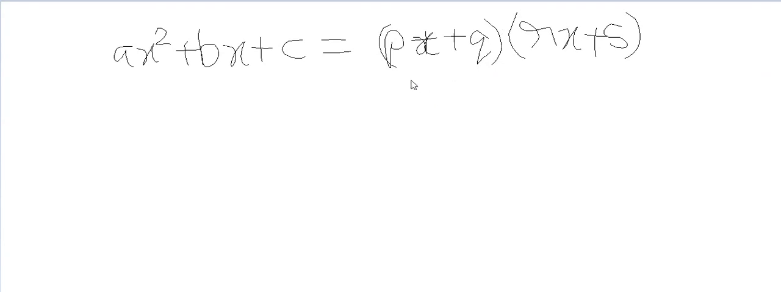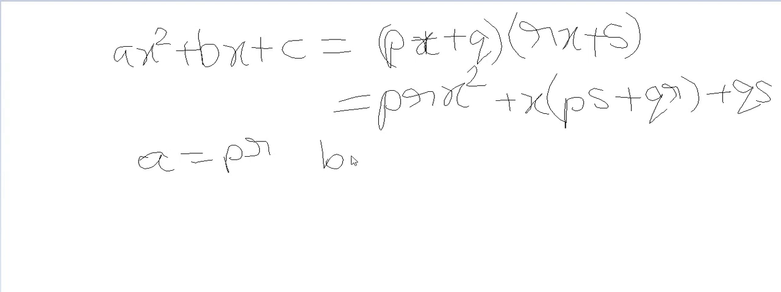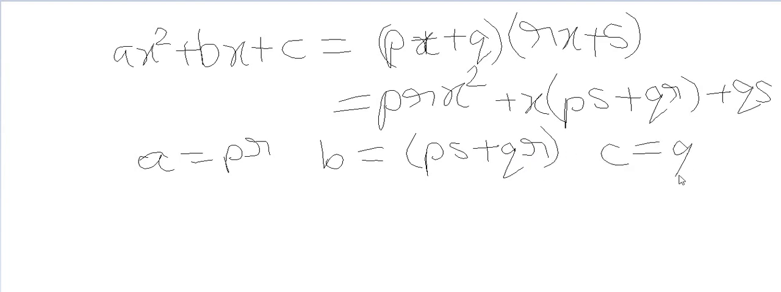Now let me expand this RHS. I'll get pr x squared plus x times (ps plus qr) plus qs. So by comparing these two sides, we have a is equal to pr, b is equal to ps plus qr, and c is equal to qs.